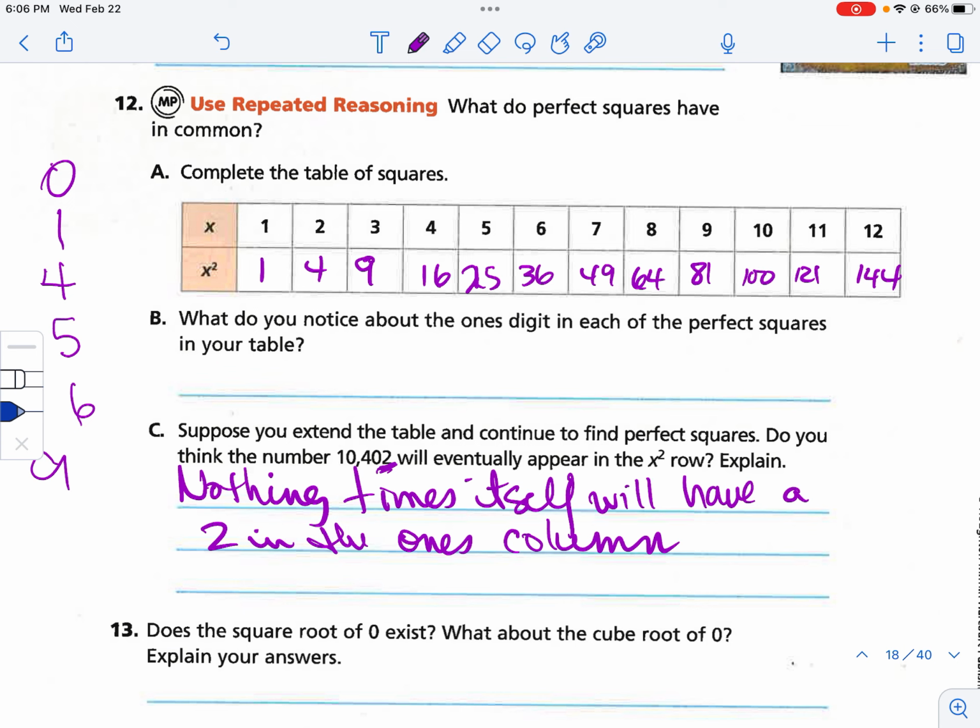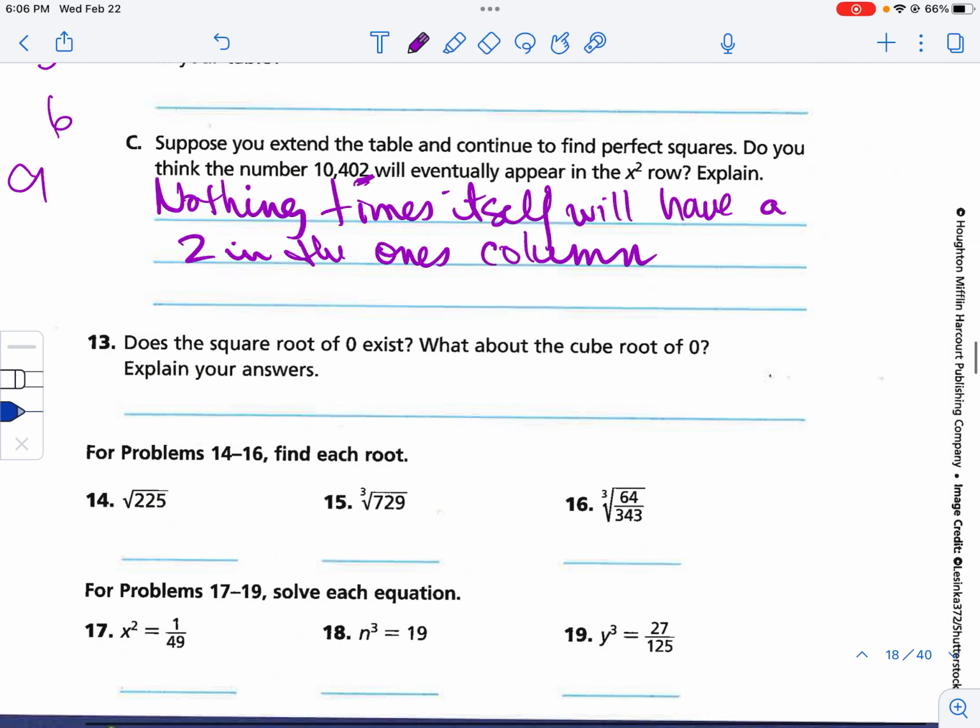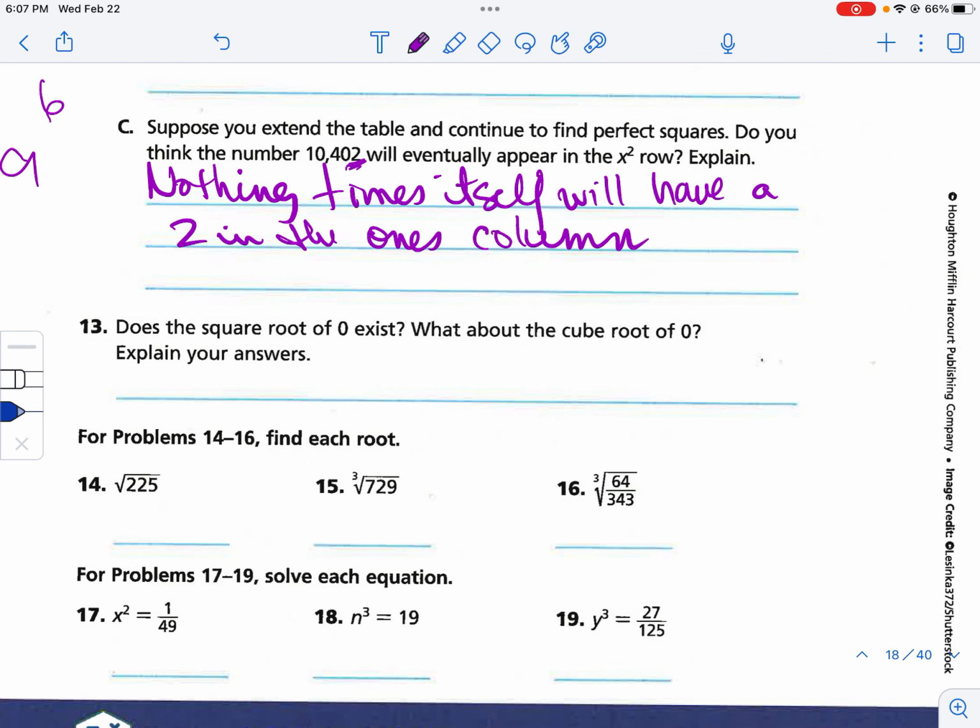Look at this. 1, 1, 4, 4. Interesting. Okay, I've never noticed that. Does the square root of 0 exist? Yes, because 0 times 0 equals 0, and 0 times 0 times 0 equals 0.